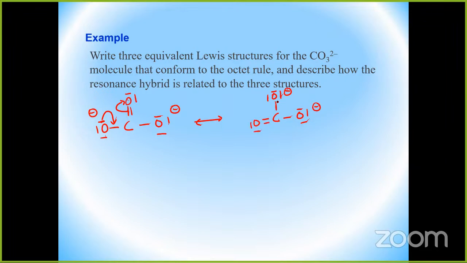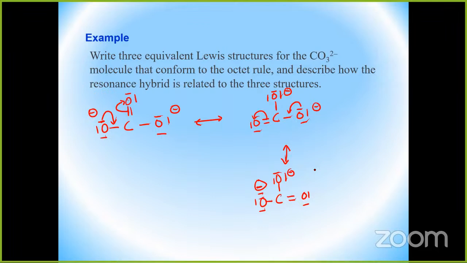And then now you can also have this pair of electrons coming down here, this pair of electrons moving out to the oxygen, and you're going to end up with CO, a single bond here, O minus, and a double bond here, O. And that's it, all right? So those are the 3 equivalent Lewis structures, all right?